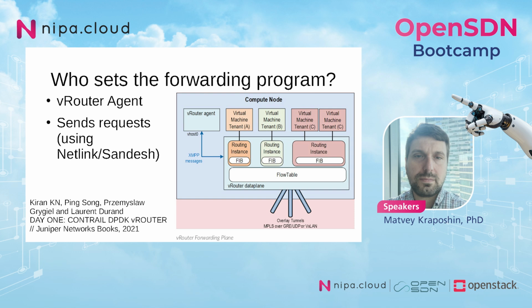On this slide, you see the main tables which are used in the vRouter forwarder. It is called the vRouter data plane here. FIB, the forwarding information base, and the flow table. Today, we will use the forwarding information base, and tomorrow we will play a little with the flow table.